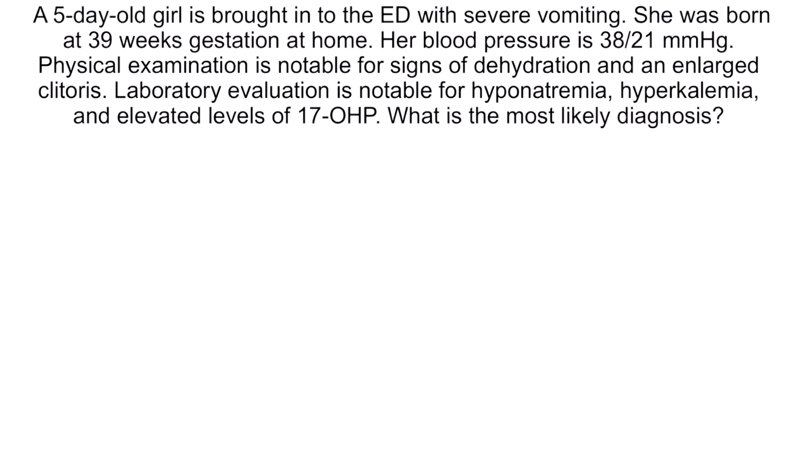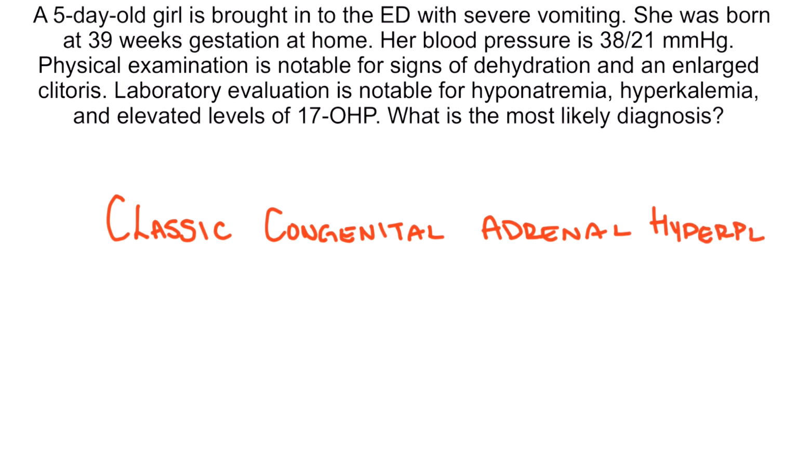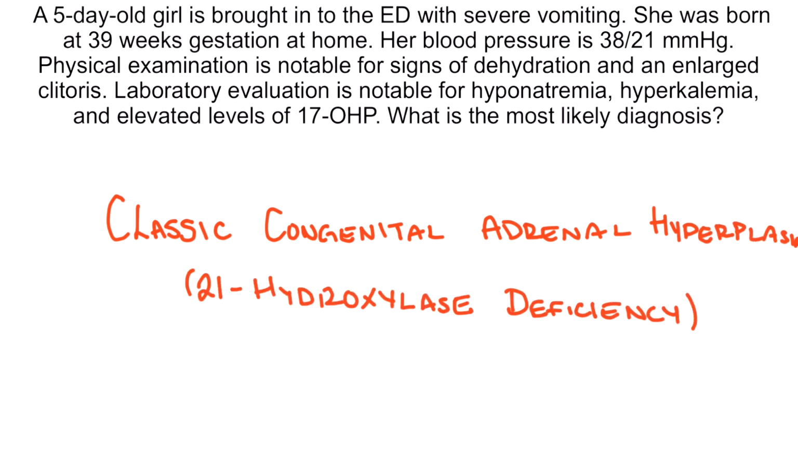What is the most likely diagnosis? All right, the most likely diagnosis is classic congenital adrenal hyperplasia, likely secondary to a deficiency of 21-hydroxylase. This diagnosis is strongly suggested by profound hypotension, signs of dehydration, and clitoromegaly in the context of hyponatremia and hyperkalemia. That being said, it's truly the elevated levels of 17-OHP that give away this diagnosis.